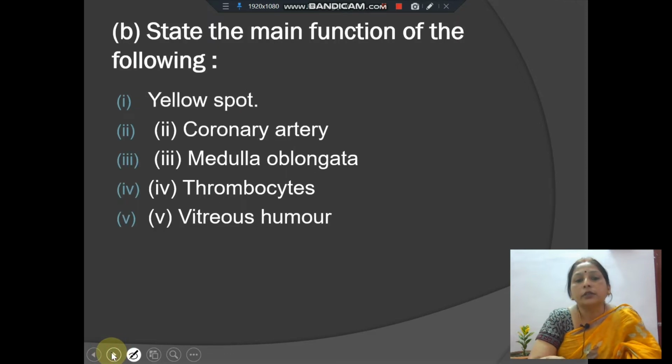State the main function of the following. Yellow spot, area of brightest vision. Coronary artery, it supplies blood to the heart muscles. Medulla oblongata, it controls the coordination of reflexes of the body. Thrombocytes, responsible for blood clotting. Vitreous humor maintains the shape of the eyeball. Next, moving to the next slide.